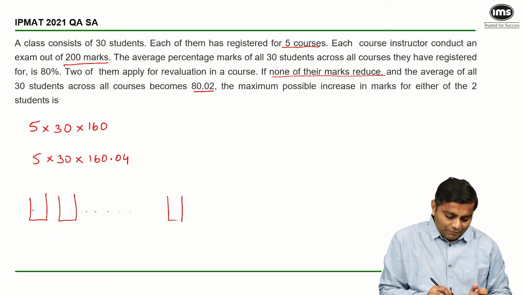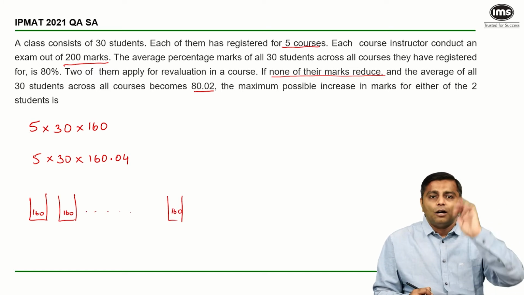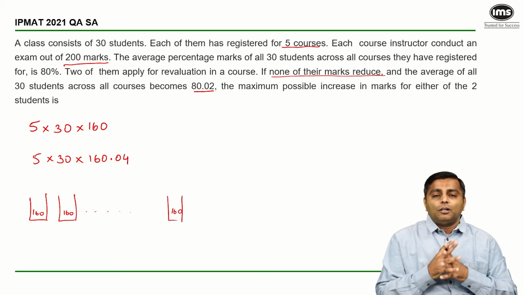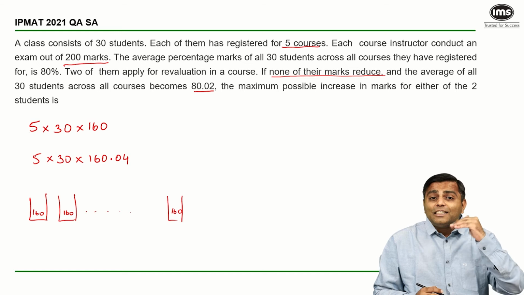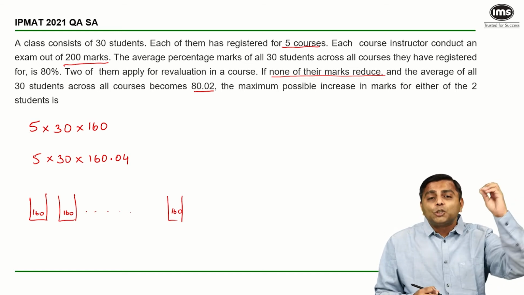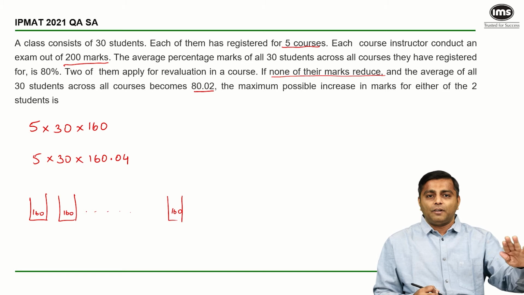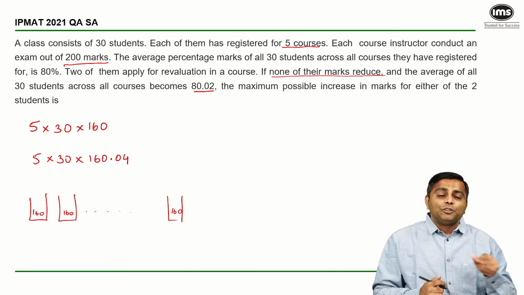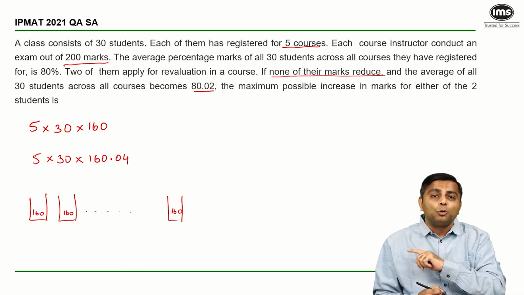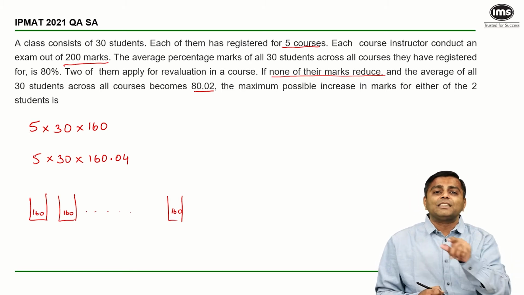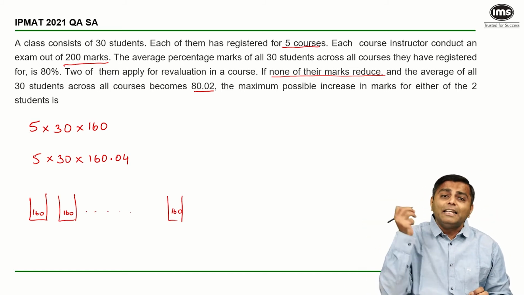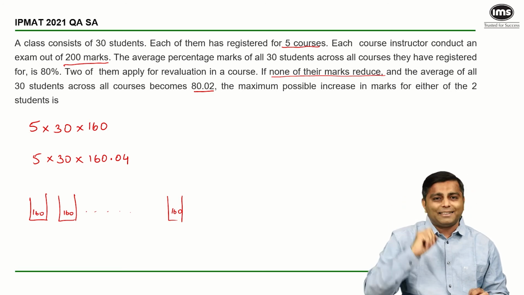Each box has 160 in it, 160 marks, the original value. Now, sorry, I forgot to tell you the rule. There is an unsaid rule that all of these boxes should have the same value at any point of time. None of the boxes can have more or less. That's the unsaid rule between these boxes. So they say that the average has become 80.02, which means we know that the marks will become 160.04. Since the average is 160.04, each box will now have 0.04 given to it extra.